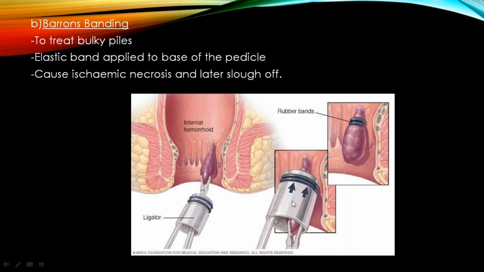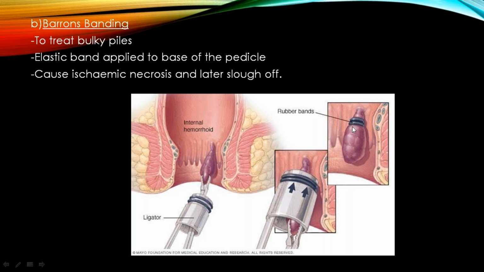When they fire outside, these two bands will advance towards the base of the pedicle, and these bands will tightly snug the base of the hemorrhoidal pedicle. So you can see rubber bands tightly applied to the base of the pedicle. What is the mechanism behind this? When you apply the elastic band, what happens to the distal part? The blood supply will be lost, so there will be ischemia. When there is ischemia, there will be necrosis. So ischemic necrosis causes sloughing of this hemorrhoid within 10 days.